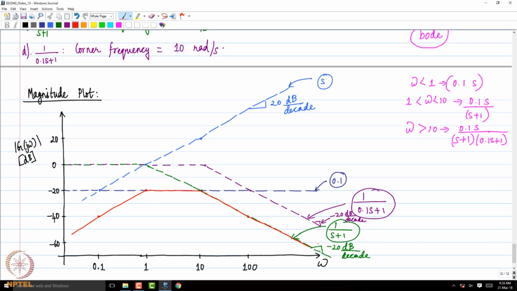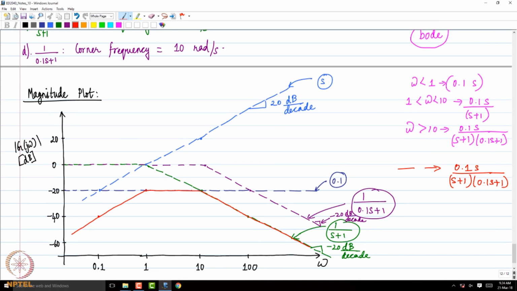So the red solid line is for the entire transfer function, the magnitude plot of the entire transfer function. Is it clear what I did? I just redrew the green line so that it's to scale. Obviously the high frequency asymptotes of 1 by s plus 1 and 1 divided by 0.1 s plus 1 should be parallel, because their slopes are the same, right. So that's why I just redrew it to scale. That's what I have done here.